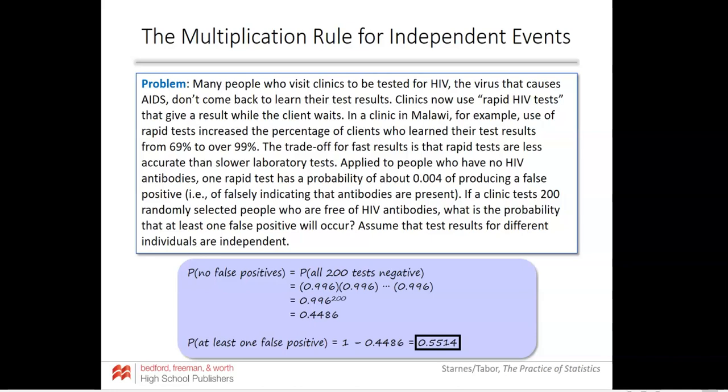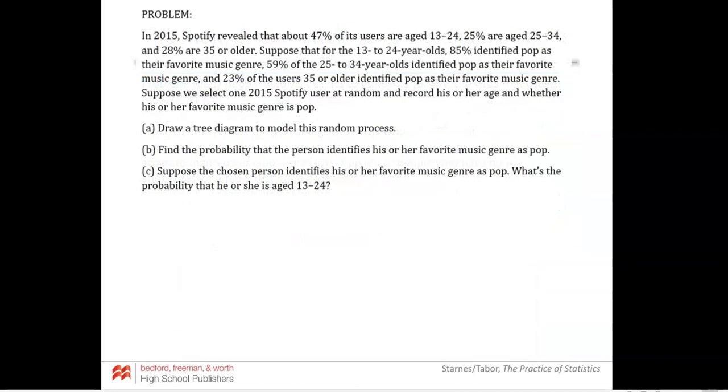This is awful, right? So even though that 0.004 very rarely gives you a false positive, if there's 200 tests, you're going to be wrong on probably at least one of them. So keep that in mind. That's going to happen.